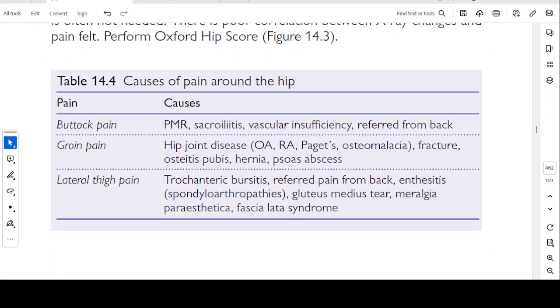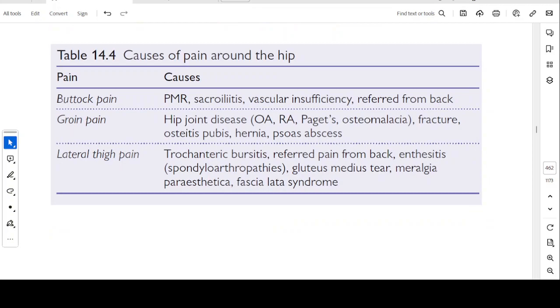Causes of pain around the hip. Buttock pain: causes are polymyalgia rheumatica, sacroiliitis, vascular insufficiency, referred from the back. Groin pain: hip joint disease, osteoarthritis, rheumatoid arthritis, Paget's disease, osteomalacia, fracture, osteitis pubis, hernia, psoas abscess. Groin pain is due to so many other causes.